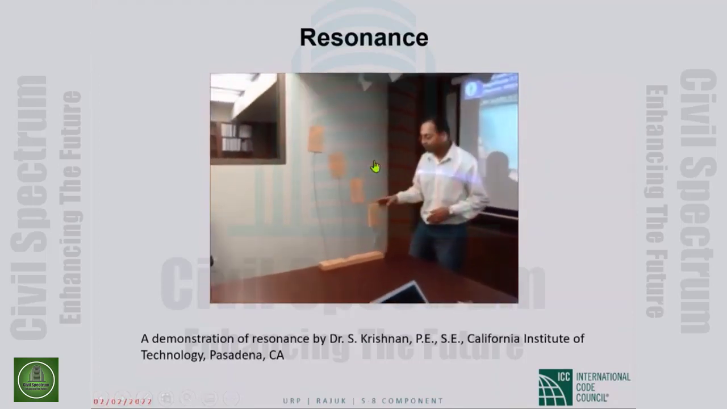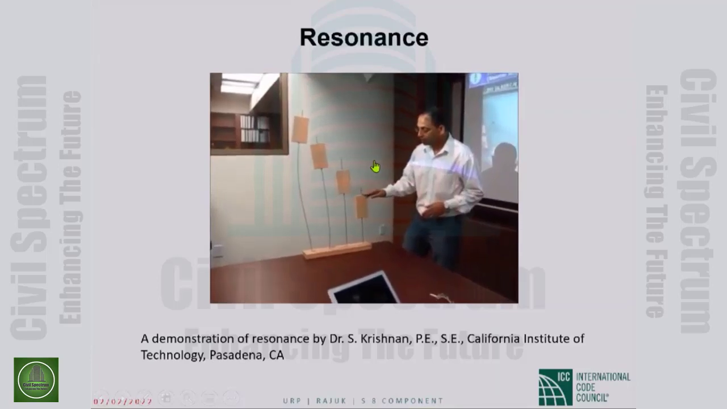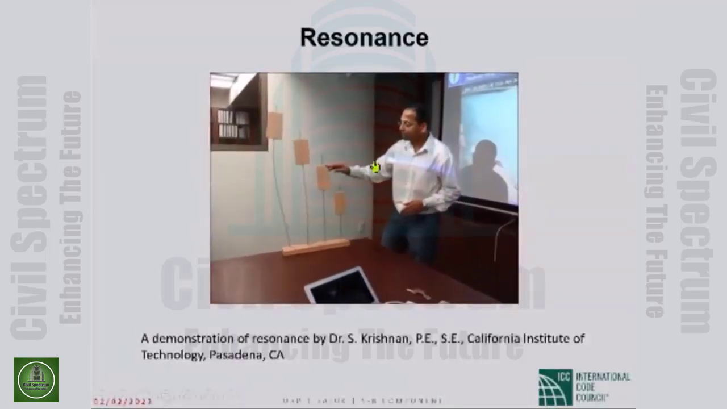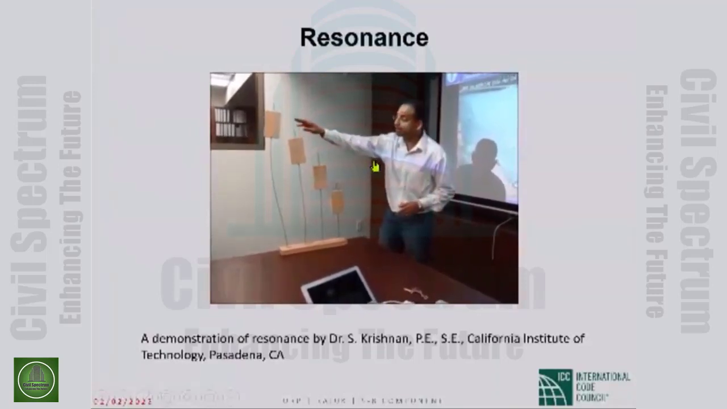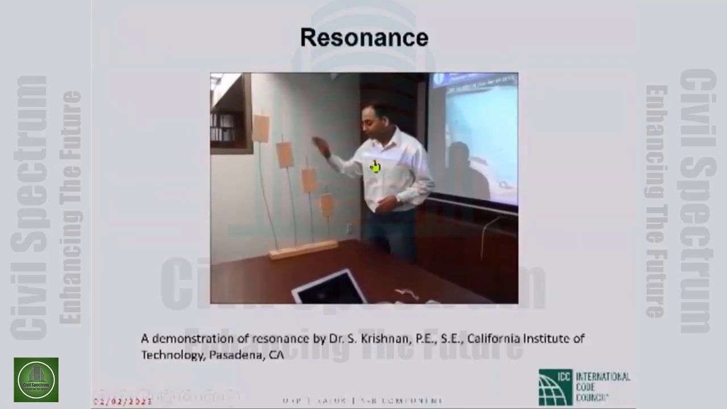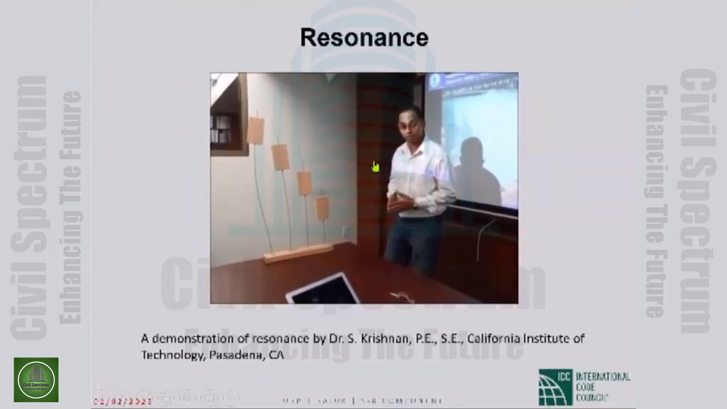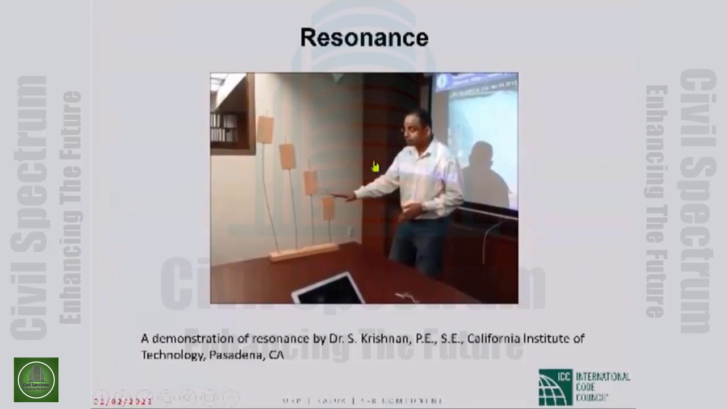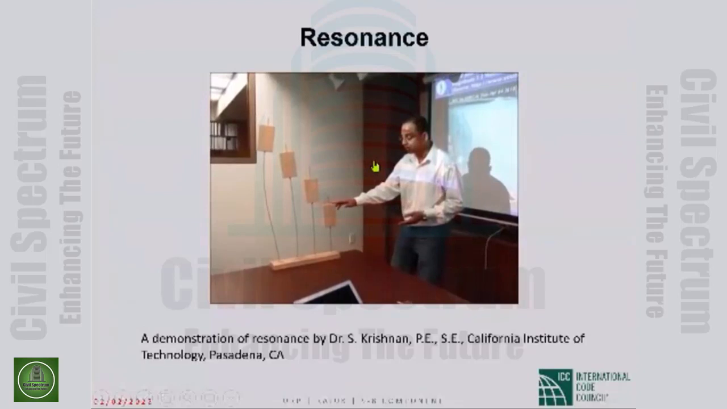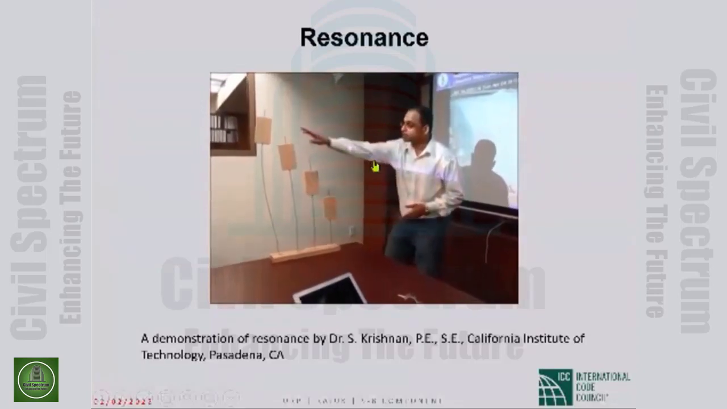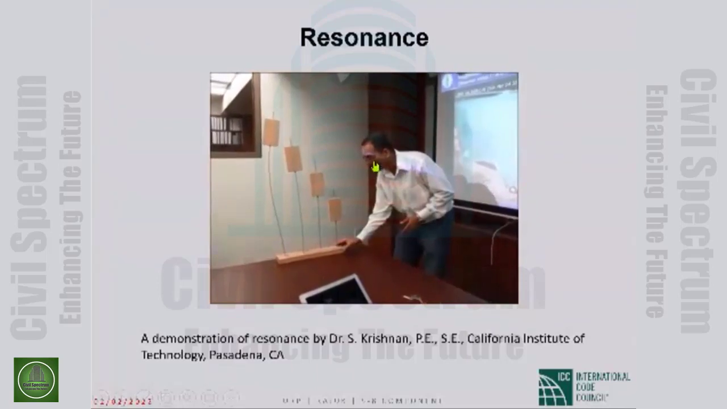So here is a toy model. Think of this toy model as your house, think of this as a, say, 5 to 8 story building, think of this as your 20 story building, and think of this as your 50 story building, right? So I'm going to excite this toy model with high frequency motions, and you will see that the high frequency motion will selectively excite this low rise, this house, if you like, much more than this tall building, right? So that's the high frequency motion. So here's the high frequency motion now.